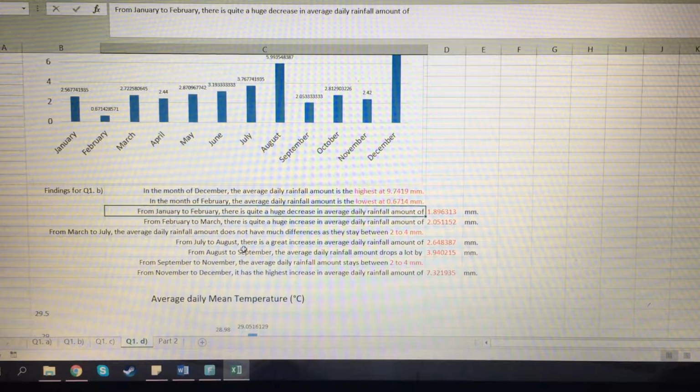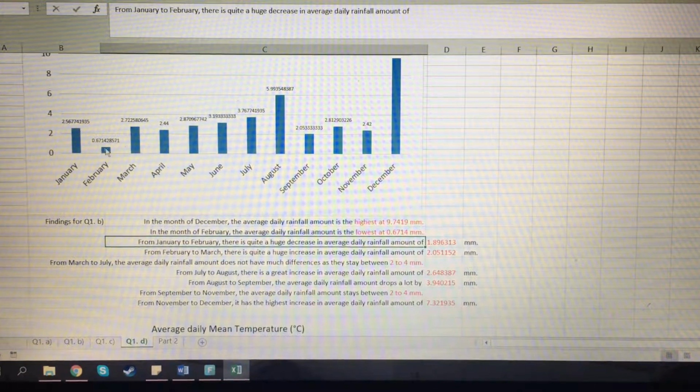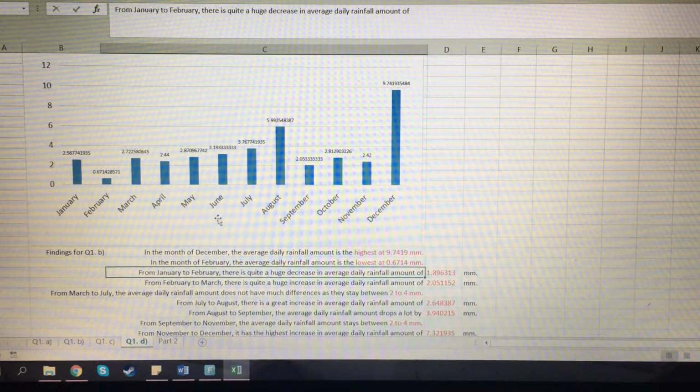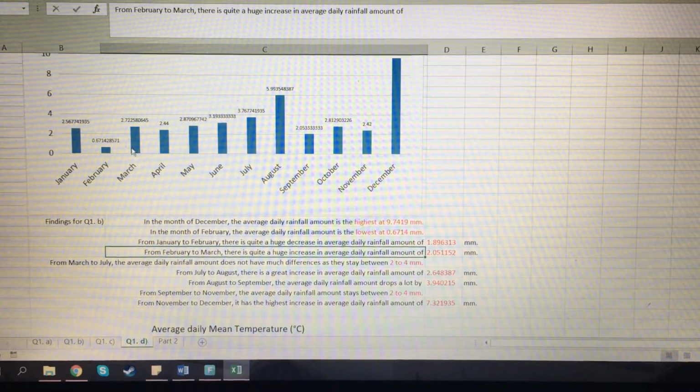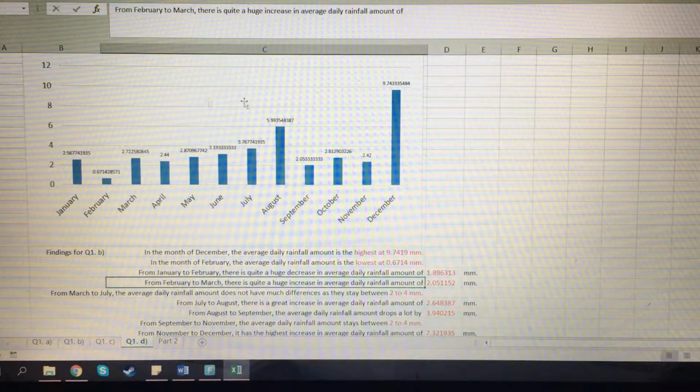Other than that, I also talked about which month has the highest decrease and which has a huge decrease in the average daily rainfall amount. So here I talked about January to February. You can see there's quite a huge decrease in the average daily rainfall amount as compared to all the other months. And for February to March, there's also a huge increase as compared to all the other data in the graph.